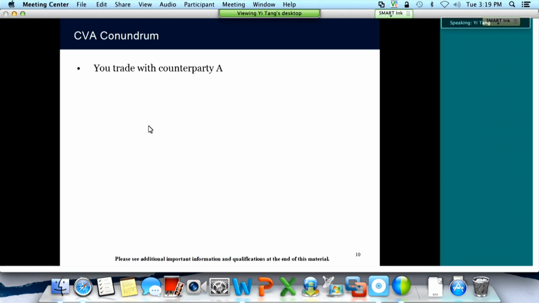Now, given the CVA, right? So if you trade with counterparty A, naturally you will think, okay, I want to buy protection, right, to hedge my CVA risk. So you buy credit protection on A from counterparty B. But again, right, if you trade with counterparty B, you would have CVA against counterparty B, right? You would have a credit risk against counterparty B. So what are you going to do, right?